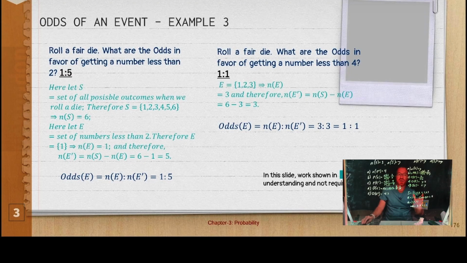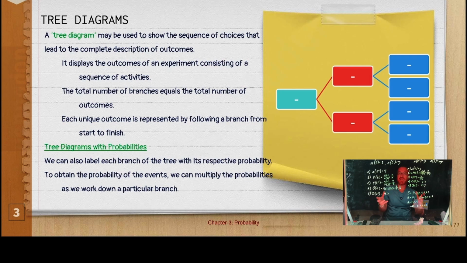So that is it for odds. When we come back, we will look at tree diagrams, and then we will be done with section 3.1.